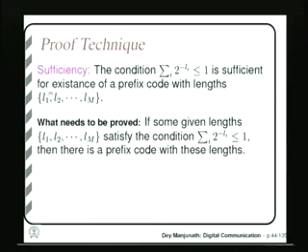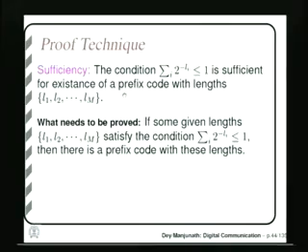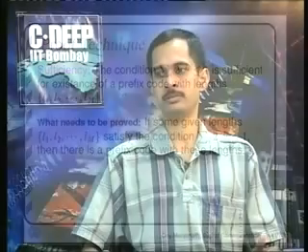Then we will prove sufficiency of the condition. There we will show that the condition, the inequality, is really sufficient for existence of a prefix code. So, for that, what do we need to show? We need to show that if a set of lengths satisfy the inequality, then there is a prefix code with those lengths. That is what is meant by sufficiency, which says the condition, the inequality, is really sufficient for existence of a prefix code.